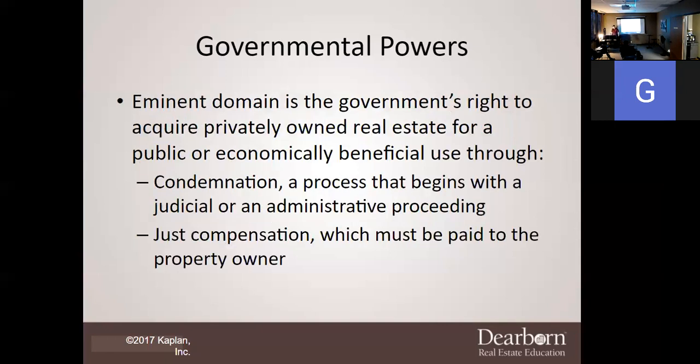Now, the next one, so we went from P for police power to now the next one, eminent domain. Now this one, y'all are going to love, okay? This one you're going to love a lot. Eminent domain is basically where the government has the right to acquire privately owned real estate for a public or economically beneficial use through one of these two methods: condemnation, a process that begins with a judicial or administrative proceeding, or just compensation, which must be paid to the property owner. So, let me give you a couple of real life examples here.